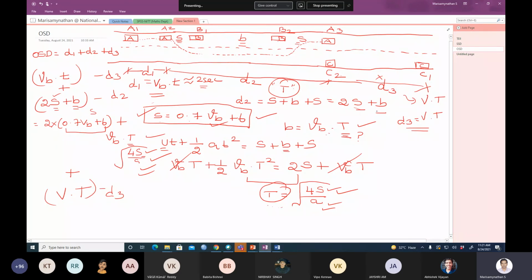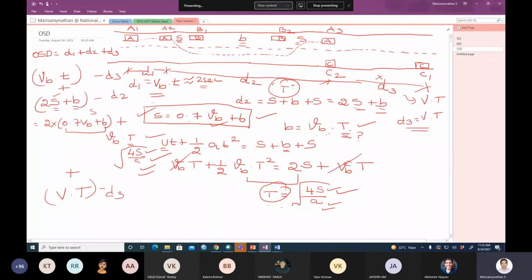So the equation is 2S plus B. The S is calculated using 0.7 VB plus 6, speed of vehicle B. Once you estimate the S value, B can be estimated as the speed of the vehicle into the travel time. That travel time is estimated using the equation square root of 4S divided by A. S is estimated from here. A is based on the IRC standard. It might be given in the problem, or you have to take the value from the IRC. When you apply it, you come to know the T value.